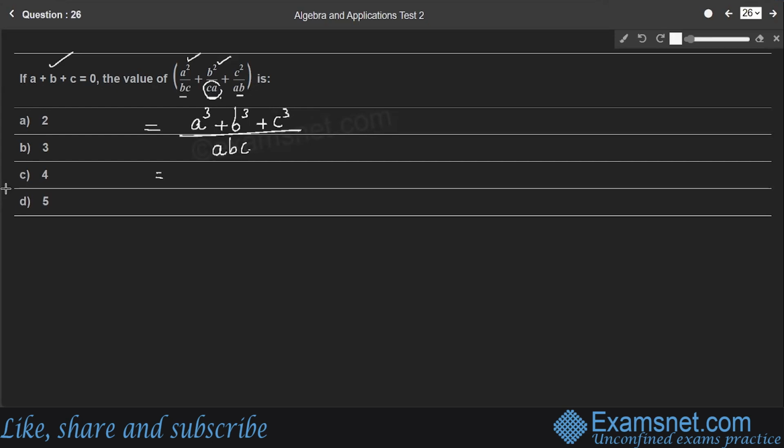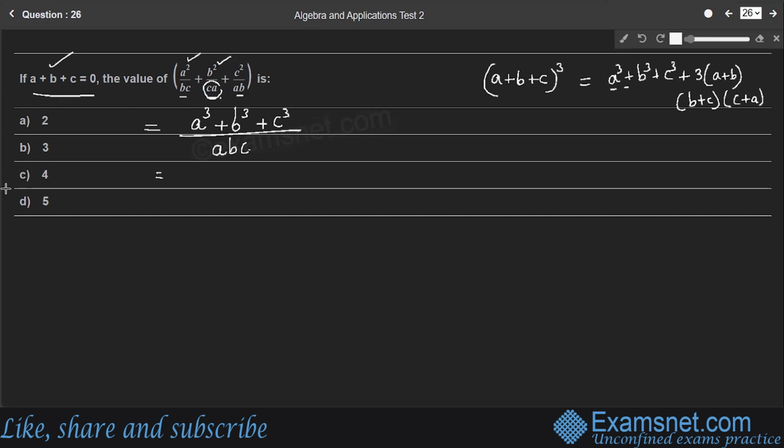Therefore, students, we have a cube plus b cube plus c cube in the numerator part, and it is given that a plus b plus c is equal to 0. Here, a cube plus b cube plus c cube can be written as (a plus b plus c) the whole cube minus 3 times (a plus b) into (b plus c) into (c plus a), because we have the formula (a plus b plus c) the whole cube is equal to a cube plus b cube plus c cube plus 3 times (a plus b) into (b plus c) into (c plus a).